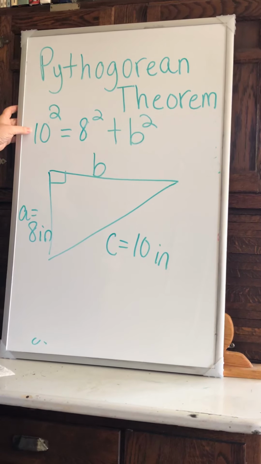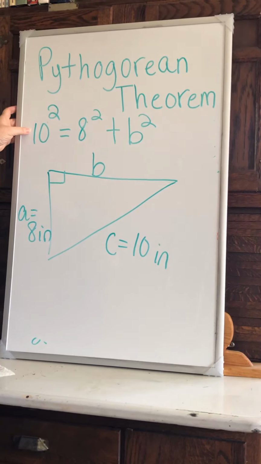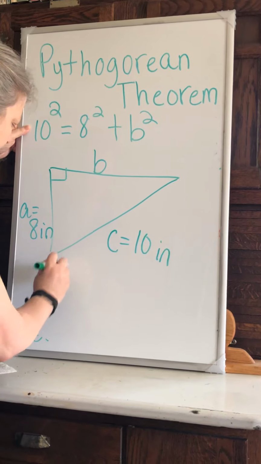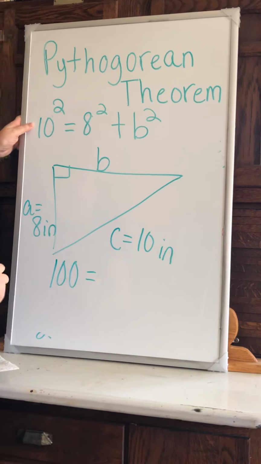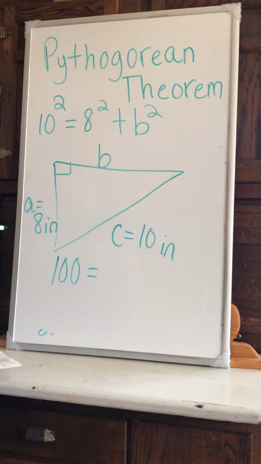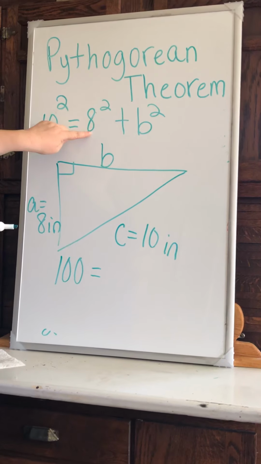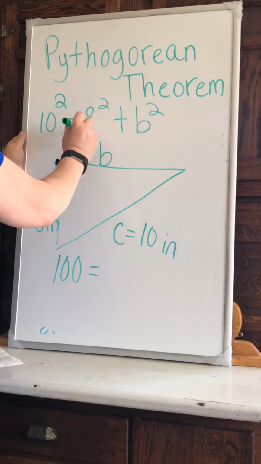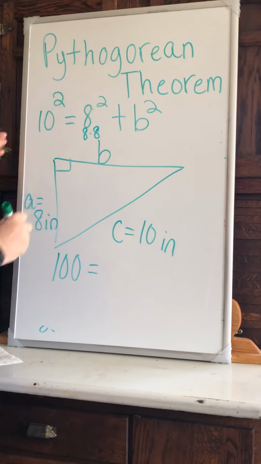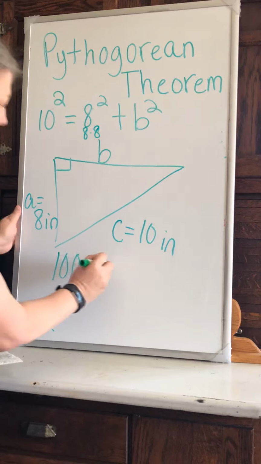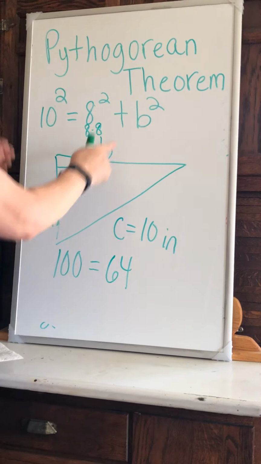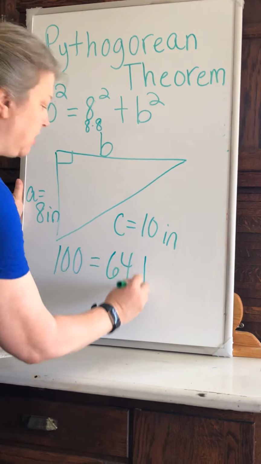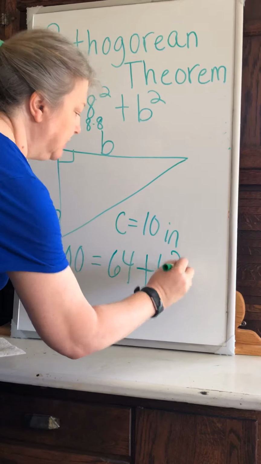So 10 squared is going to equal what? Well, that's going to be 100, equals 8 squared. Remember, this is your base number. This is your exponent. You're going to write your base number that many times. 8 times 8, which is 64. Now, 64 plus, we don't know what B squared is.